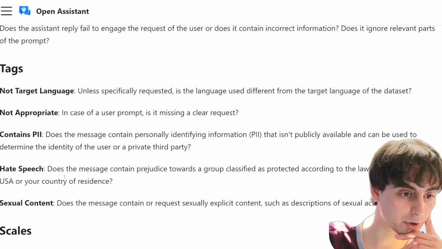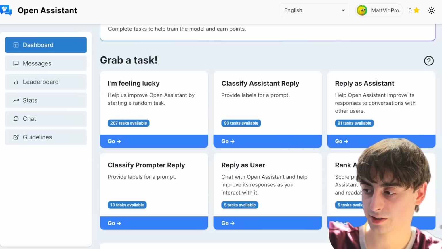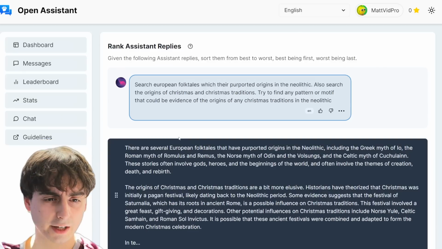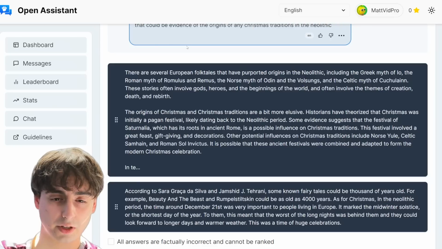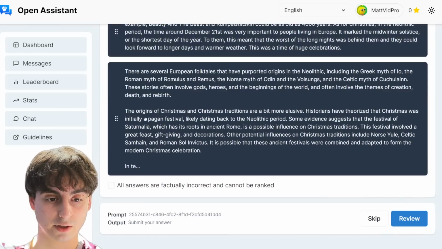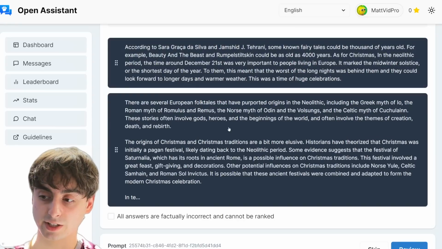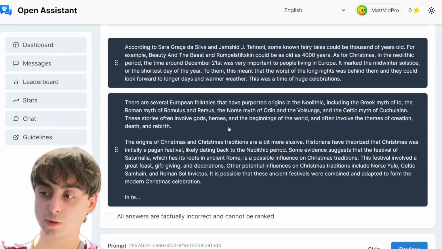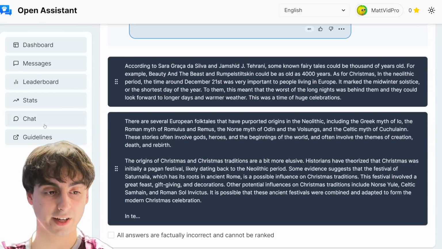Obviously, though, this is pretty long. As you can see, there's different tasks available when you go to train this thing. Here's an example of a task. Given the following assistant replies, sort them from best to worst. So this is all about European folk tales. I have no idea if any of these are true, but we can actually go ahead and sort them. So if I wanted to answer this, I would clearly have to go do some research on European folktales and find out which answer I think is better.